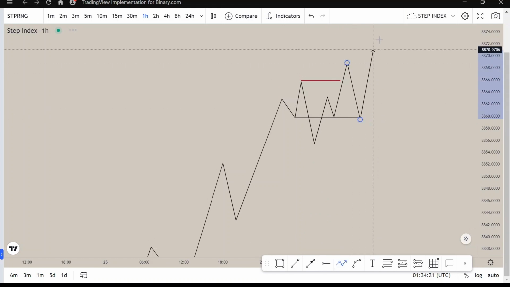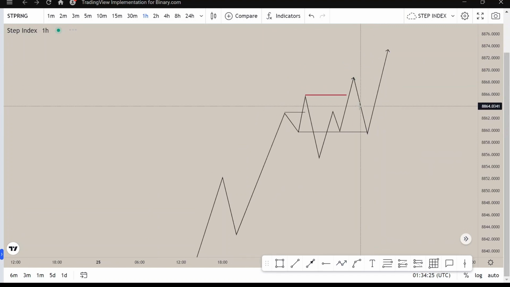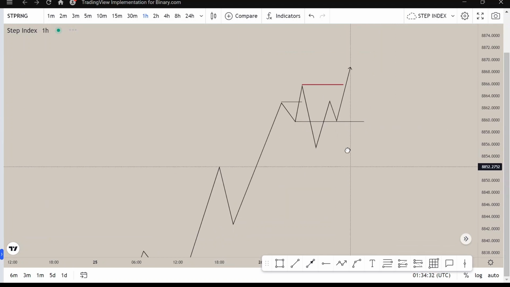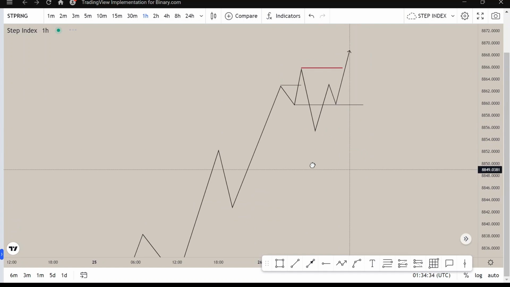This is the normal one, but I'm not going to wait for this if I'm really confident with my order flow. This will be the entry for me. Let's find some more examples of this kind.